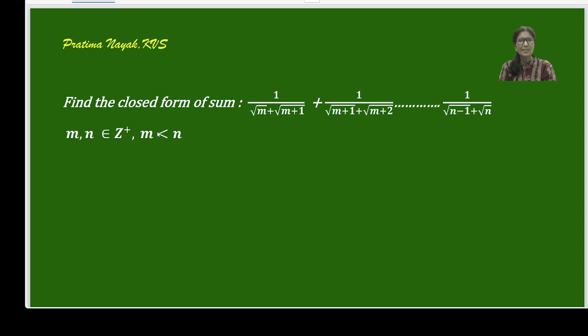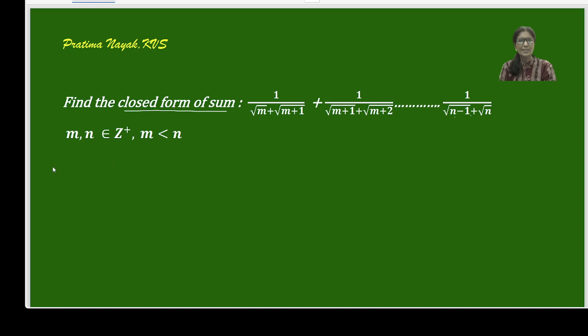Today I have selected one question based on rationalization, which is a very important concept for maths Olympiad preparation. So the question is, find the closed form of the sum 1 over square root of m plus square root of m plus 1, plus the second term 1 over square root of m plus 1 plus square root of m plus 2, up to 1 over square root of n minus 1 plus square root of n, where m and n are positive integers and m is less than n. That means gradually we are going in ascending order.